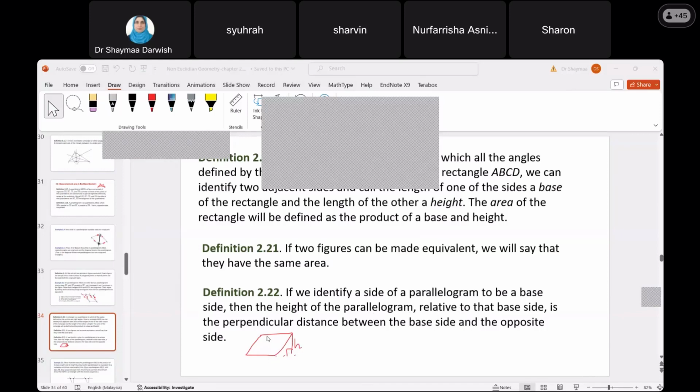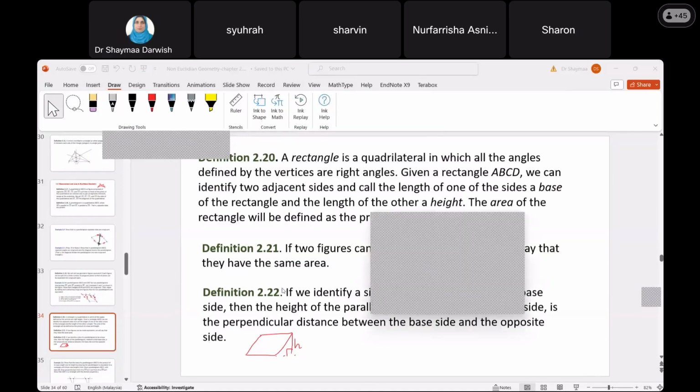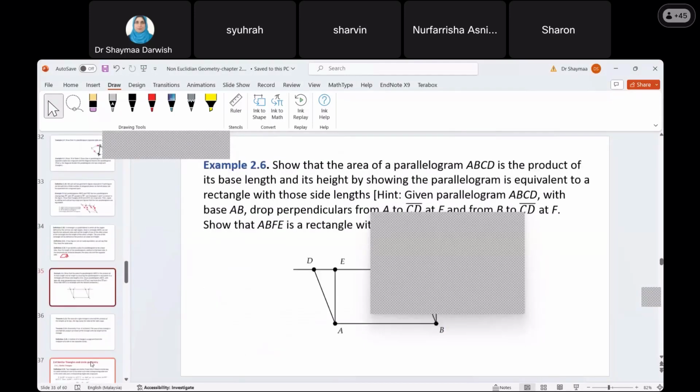Maybe the height can be here also. From any point here, you can draw the height to the base. In the case of the rectangle, because the angles are 90 degrees, the other side will be the height. The other side in the rectangle and the square as well.